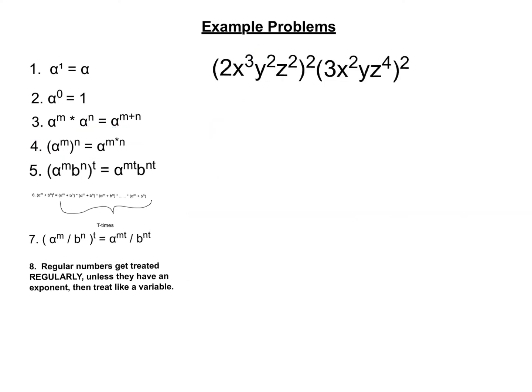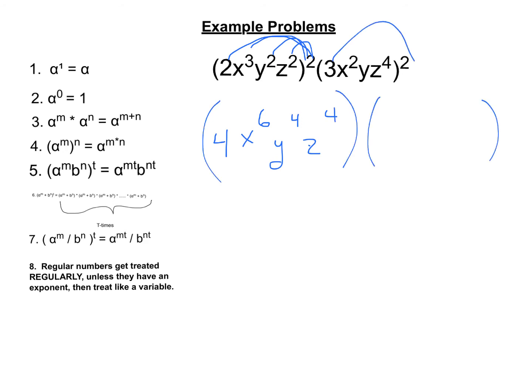Alright, now here's where it gets more fun, because we have multiple things going on here. So let's start. Evaluate this stuff first. 2 squared is 4. X cubed squared is x to the sixth. Y squared squared is y to the fourth. Z squared squared is z to the fourth. Okay. Now here, 3 squared is 9. X squared squared is x to the fourth. Y being squared is y squared. Z to the fourth squared is z to the eighth.